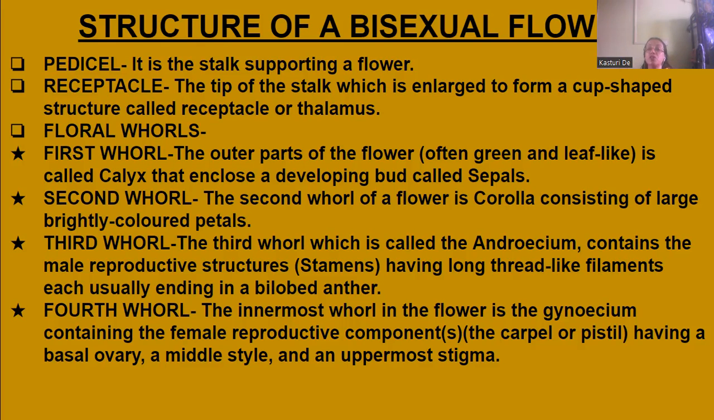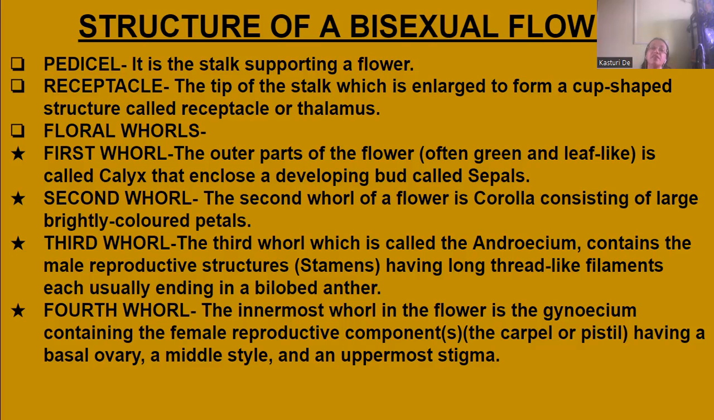Now the first whorl consists of the calyx, or you can say sepals. Collectively, the sepals are called calyx. The sepals are arranged on the first floral whorl, the outer part of the flower, and these sepals are generally green in color. They are leaf-like structures which enclose the bud of the flower.